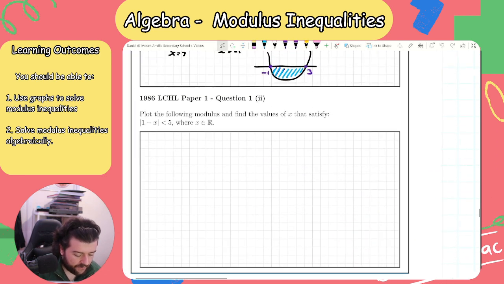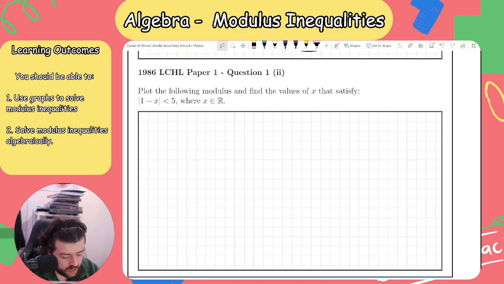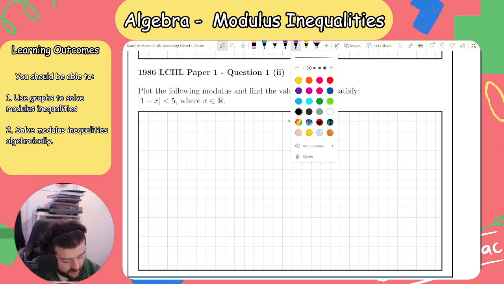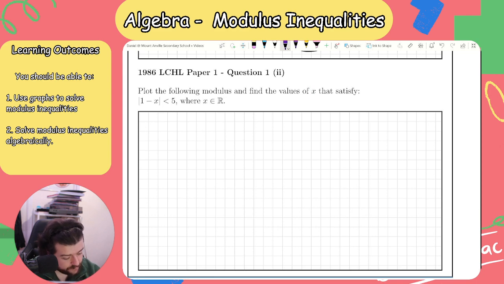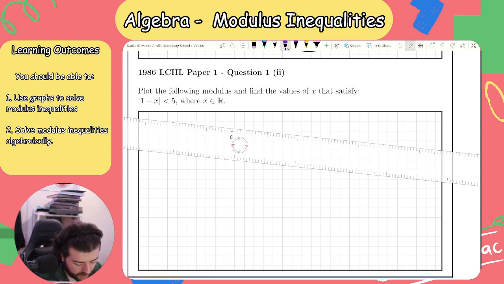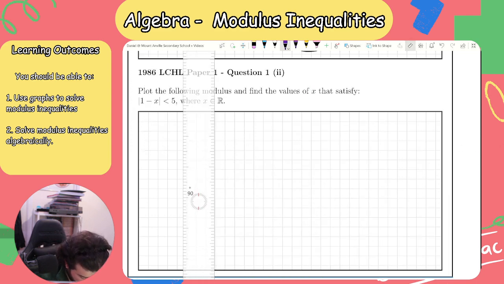Right, and finally the last question here. This is from 1986. Plot the following modulus and find the values of x that satisfy the modulus of 1 minus x is less than 5. So I need to plot this modulus. So let me take out my ruler.